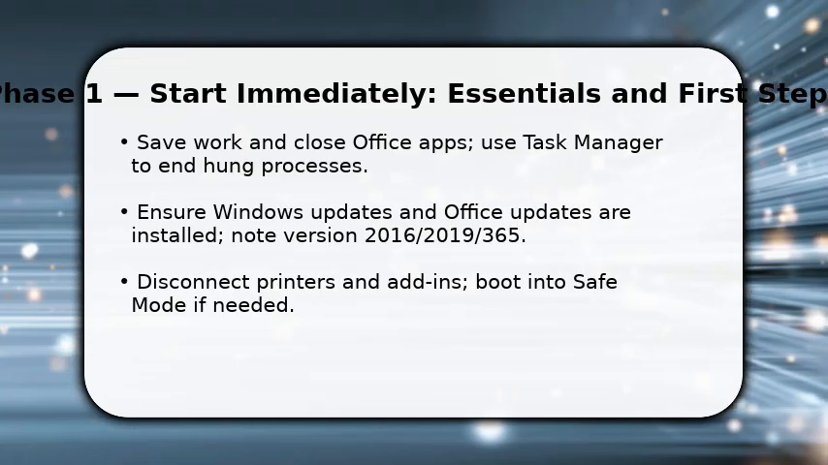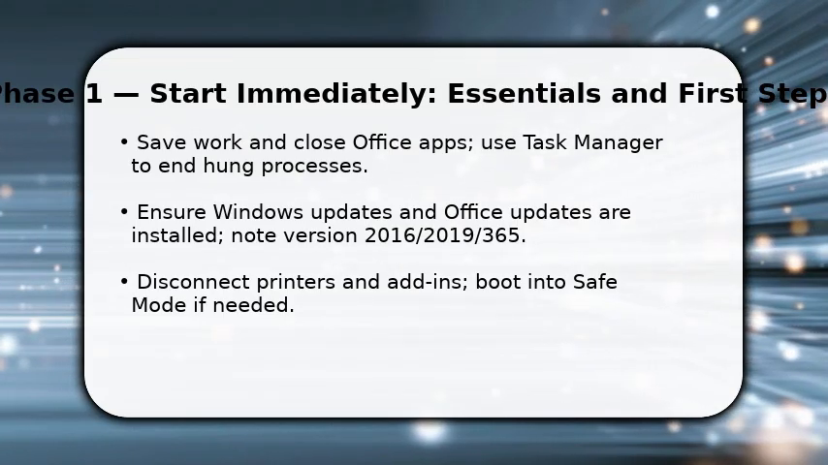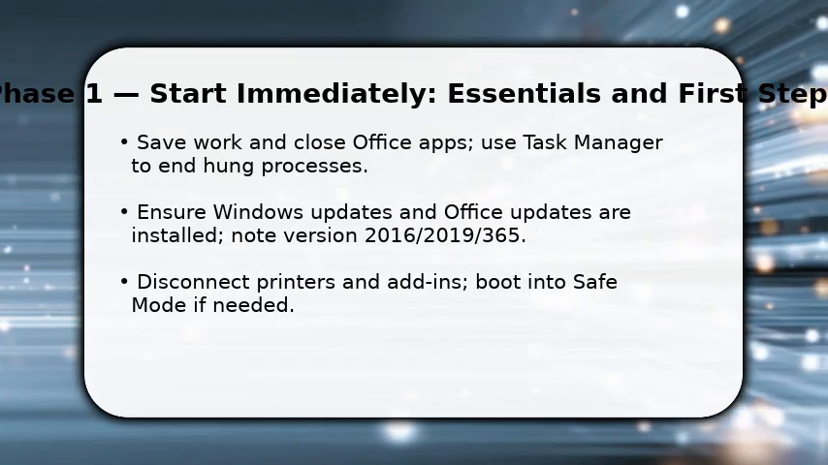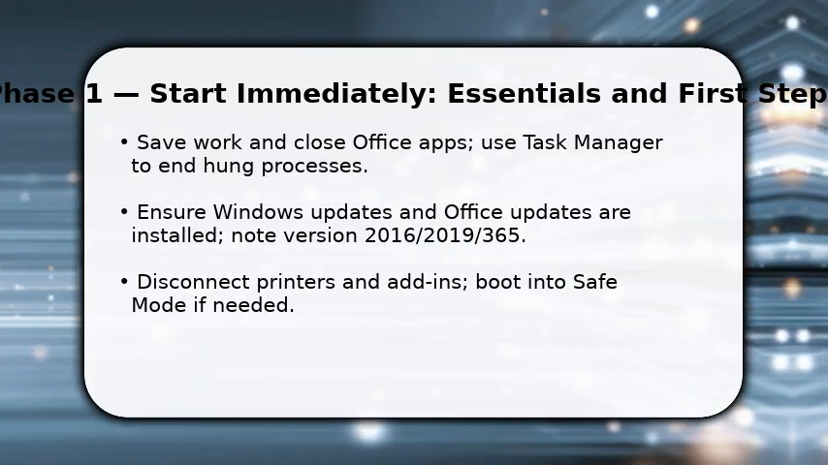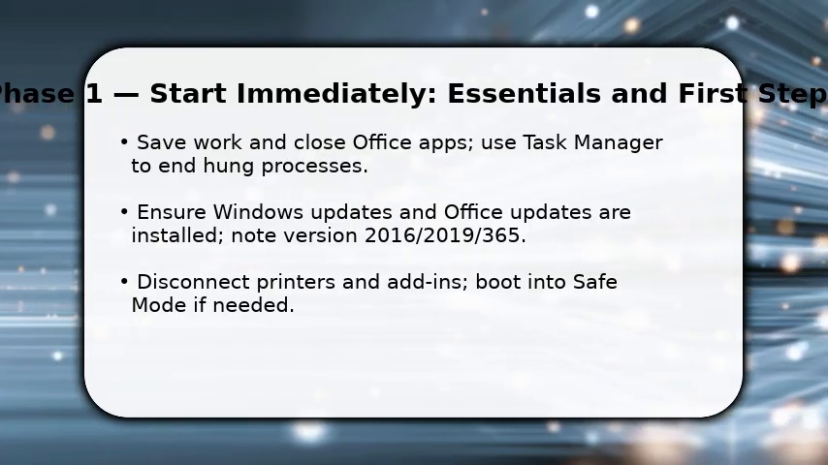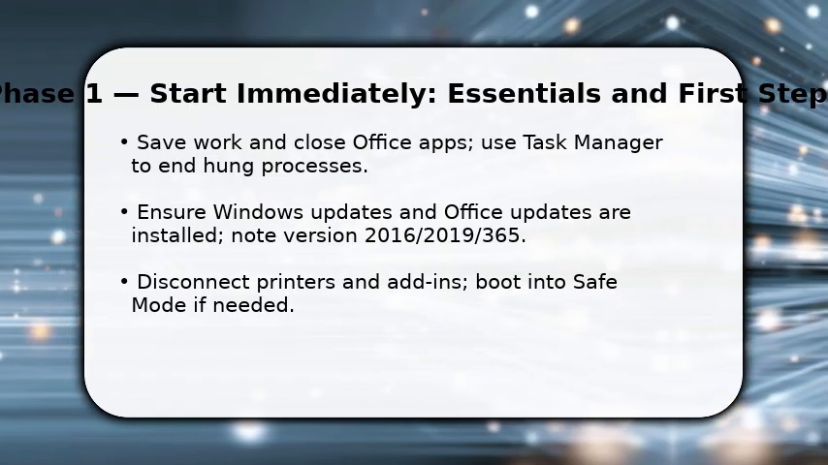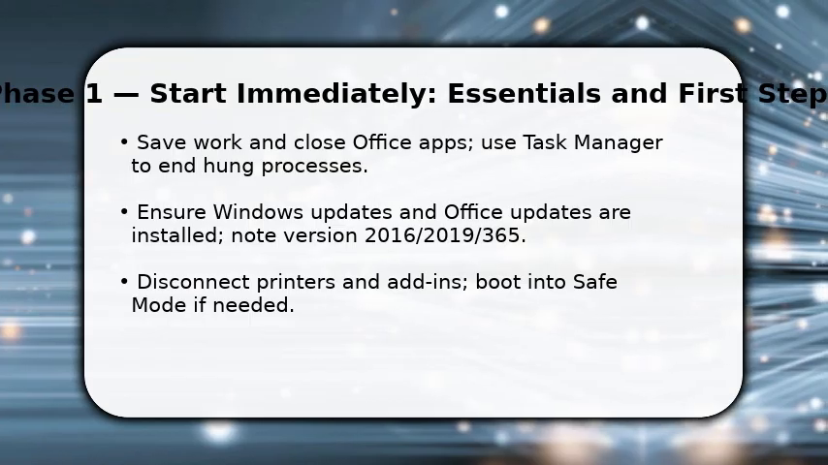Enjoy the video. You start by confirming essentials. Save work, then open Task Manager and end any WinWord/Excel/Outlook tasks. Once done, restart your PC to clear stuck services. This often resolves temporary locks. Make sure Windows Update and Office updates are applied because mismatched patches cause hangs.